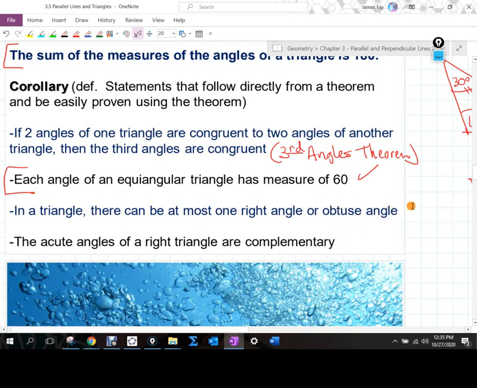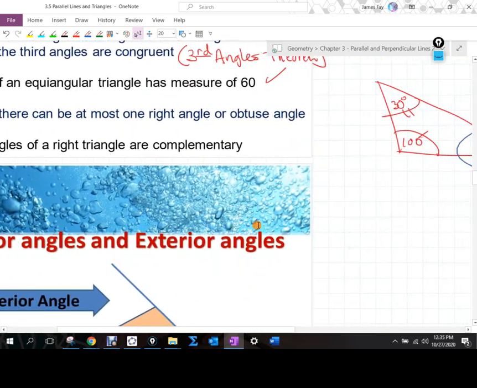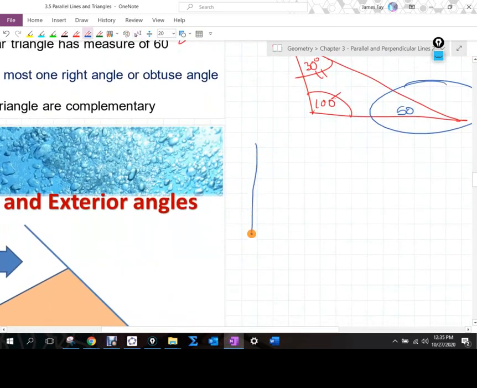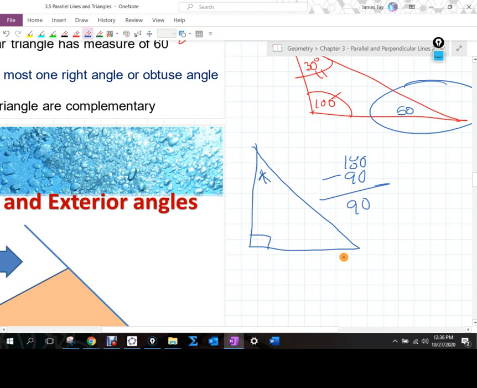You can't have more than one right angle or one obtuse angle. We've already talked about that. The acute angles of a right triangle are complementary. That should make sense as well. If I've got a right triangle here, that's a right angle, right? So out of my 180 total, I've used 90. So what's that leave me with? 90 degrees to go to those 2, right? Now, I don't know what they are individually. One might be 20 degrees and one might be 70, one might be 30 and 60, 45 and 45. But I know they are 2 angles that are going to sum to 90. So by definition, that makes them complementary, right? Okay.